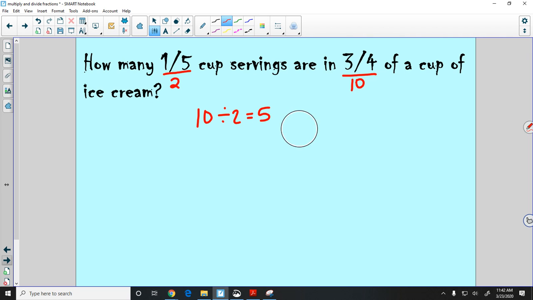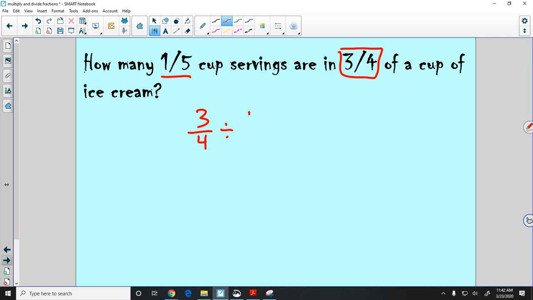So same thing here. It's a division problem. You have to take your whole, which is 3/4, and divide it by your part. So 3/4 divided by 1/5. We keep, change, reciprocal. We're going to keep 3/4, change division to multiplication. The reciprocal is going to be 5/1. Now we have 3 times 5, which is 15. 4 times 1, which is 4.